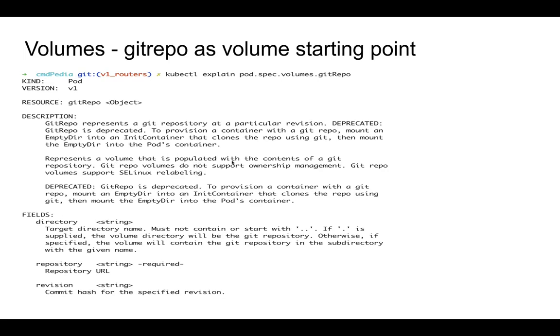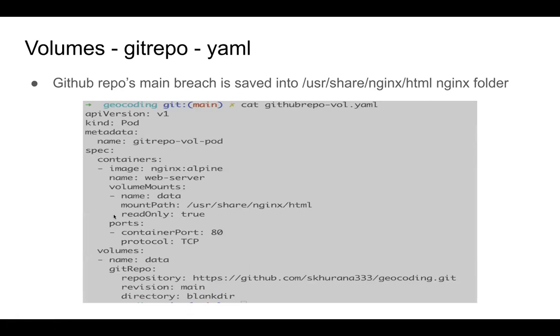It represents a volume that is populated with the contents of a Git repository. Git repository volumes do not support ownership management. Git repo volume supports SELinux relabeling or something. Correct? Whatever. These are some fields provided by gitRepo. So what we'll do is we'll run this example. There's a gitRepo volume YAML file, so it has this pod, metadata, spec.